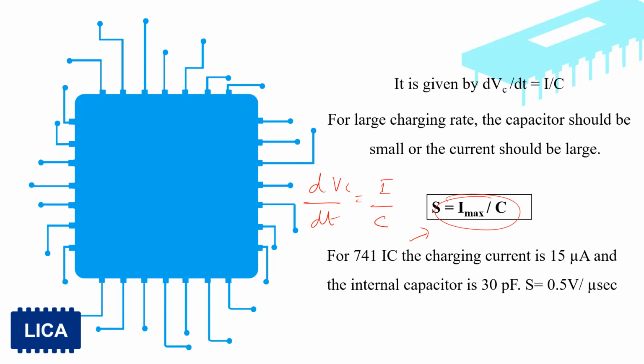So in this video, we discussed two parameters of AC characteristics, that is frequency response and slew rate. And in the upcoming video, we will discuss open loop and closed loop configuration.